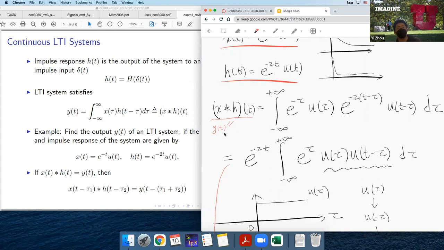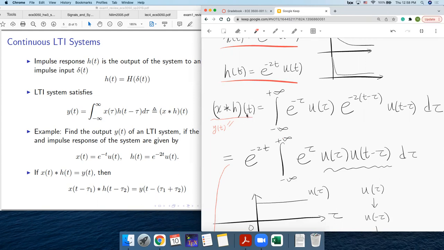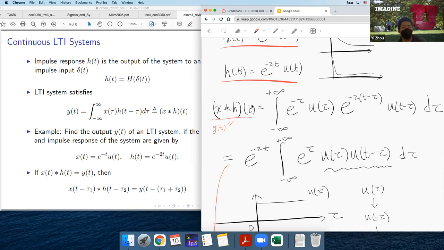We are looking at y(t), which is the convolution between x and h, right? But here we don't have any constraint on t, so we want to derive a formula for y(t) for any t. We want the entire output. So when we start this convolution formula, the range of this t is from negative infinity to positive infinity. So it could be either negative or positive.